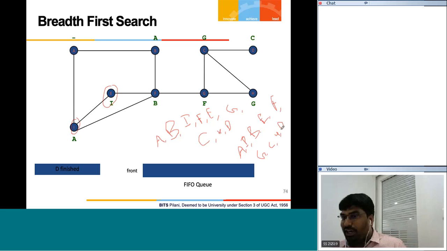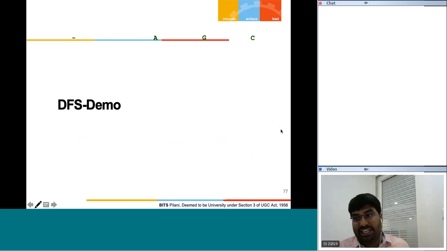Got it? So what I'm saying is, the only consideration is if you are able to travel all the levels, then it is breadth first. The time complexity, I told you, is order of V plus E, because you are going to visit all the nodes and use all possible edges. Right, great. Now we will work on something simply called DFS.